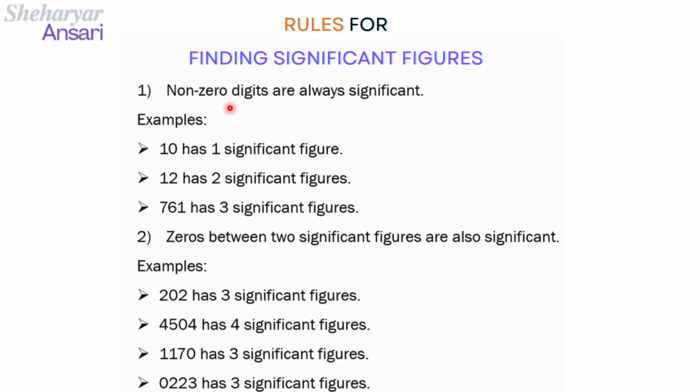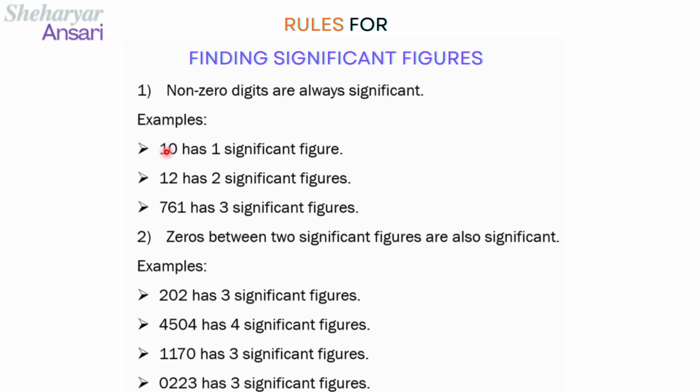So there are only 5 rules to find significant figures. Rule number 1: non-zero digits. All non-zero digits are always significant figures. Non-zero digits means 1, 5, 8, 6, 58, 17, whatever.